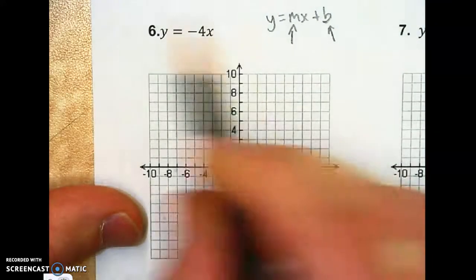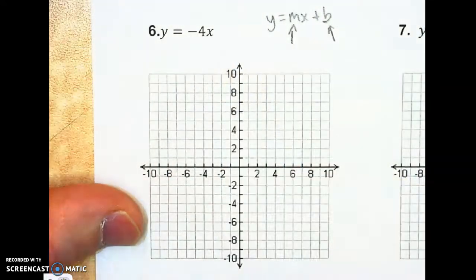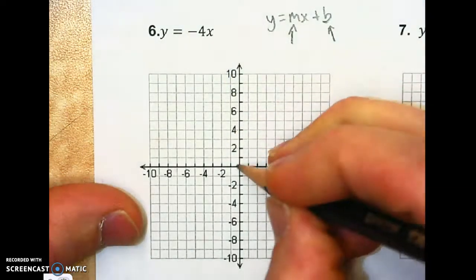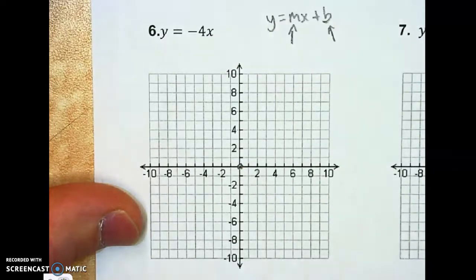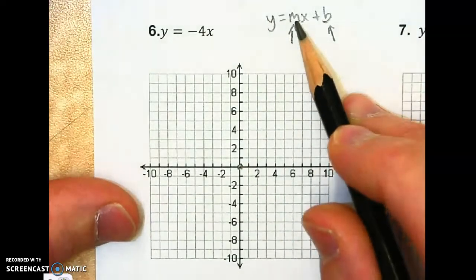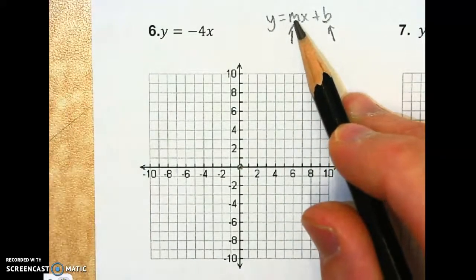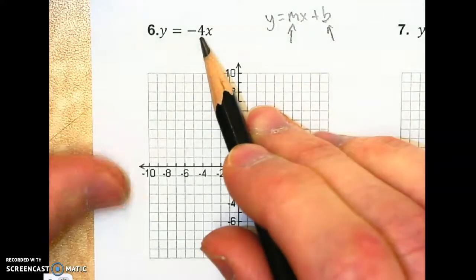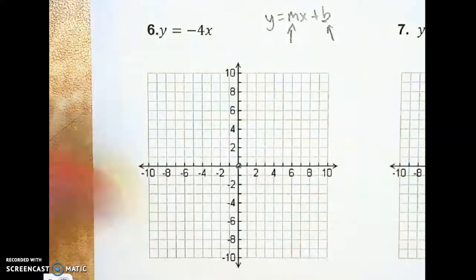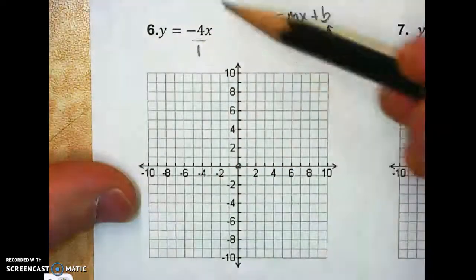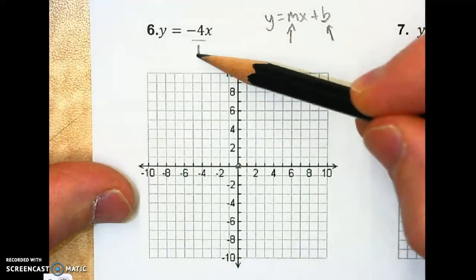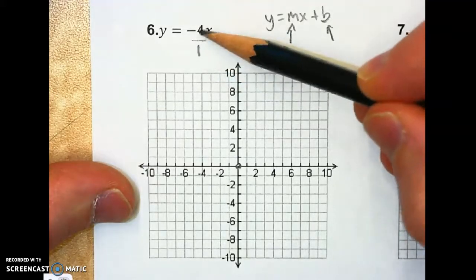So this one does not have anything added on the end. You need to know that it starts at 0, 0 when there is nothing on the end. Slope is always a fraction. We need a fraction in order to graph. So if it's not a fraction, you can make any number into a fraction by dividing by 1. So I'm going to put a 1 on the bottom. Now I know my rise and my run. I know I'm going down 4 and right 1.